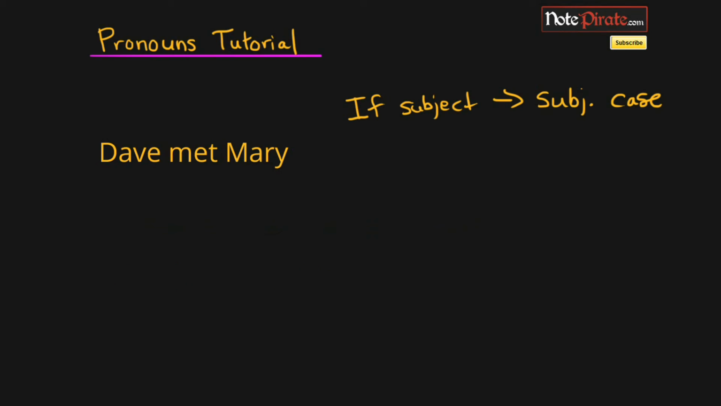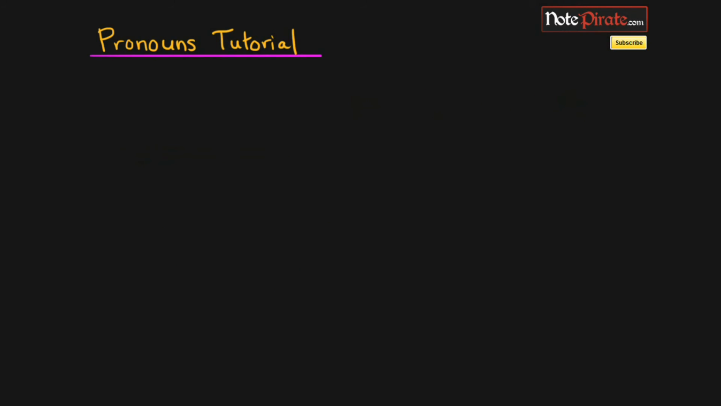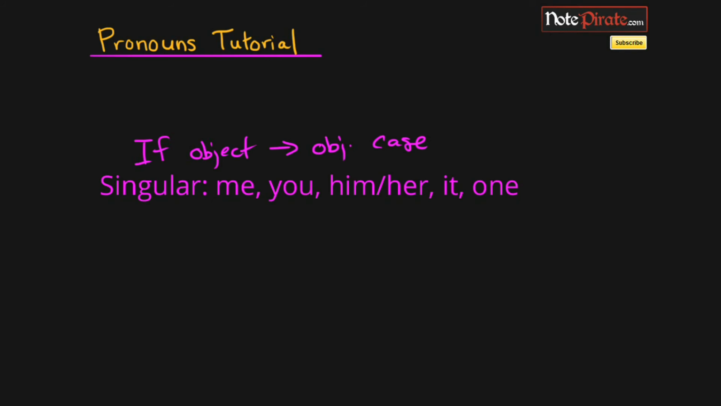Alright, let's just get rid of this really quickly. Got a bunch of layers here. So we're bringing up the if object. Yes. If a pronoun is acting as the object, then you would use the object case, or obj, as you've once again smartly abbreviated. Of course.